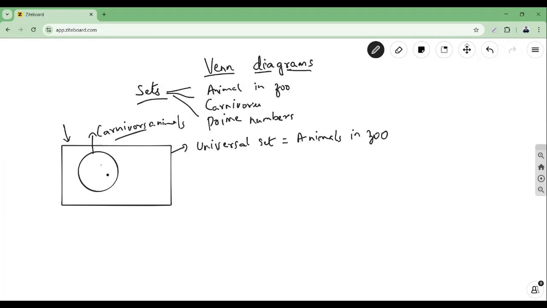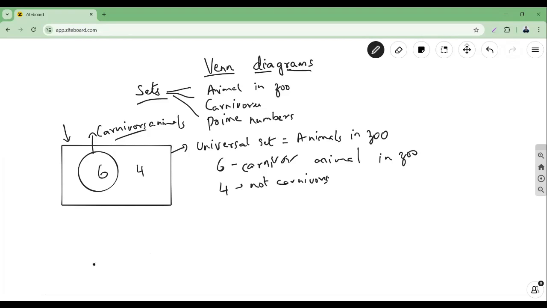Now if I write 6 here, that means there are 6 carnivorous animals in the zoo. The 6 is inside the circle as well as the rectangle. So 6 carnivorous animals in that particular zoo. If I write a 4 here, that means there are 4 animals which are not carnivorous.